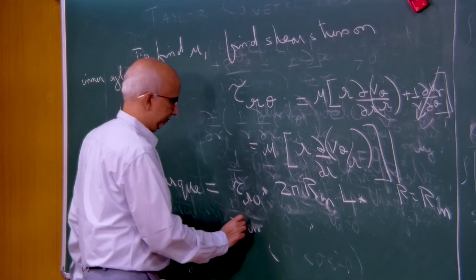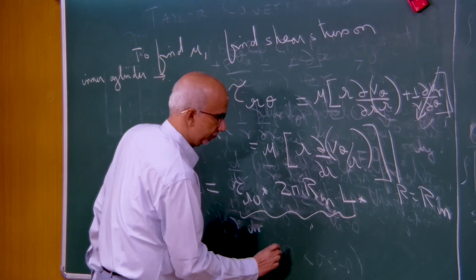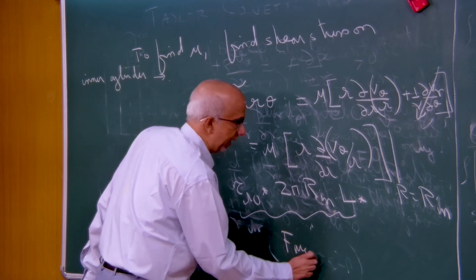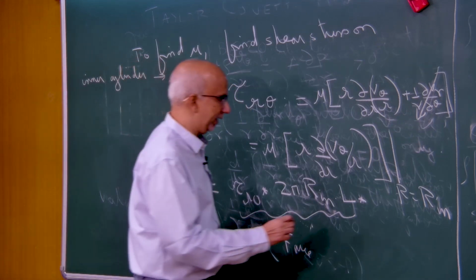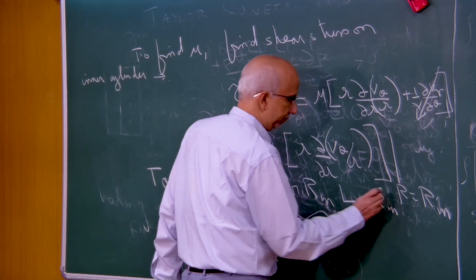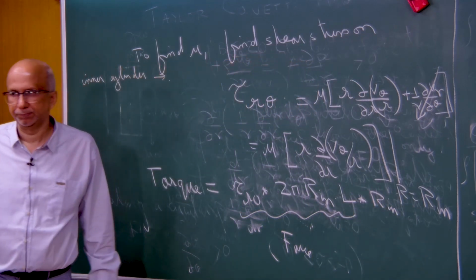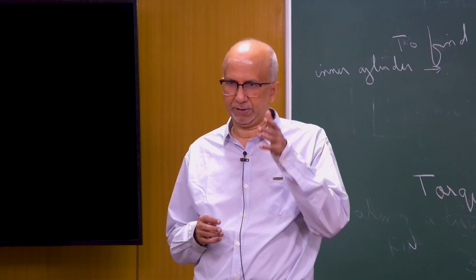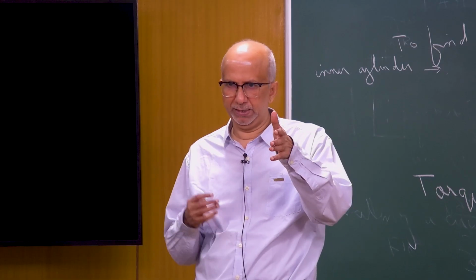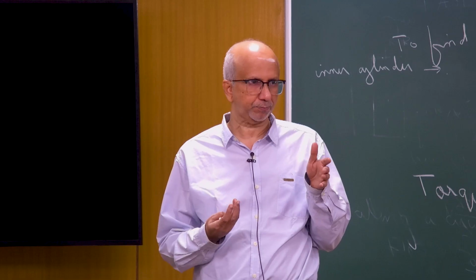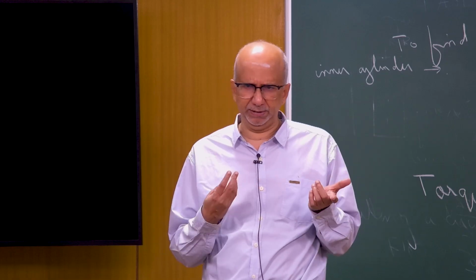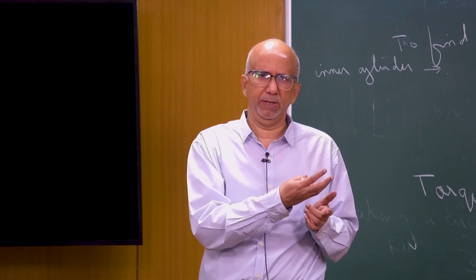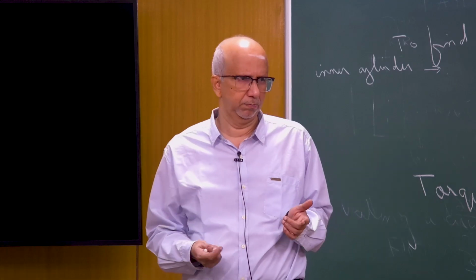This is the force, and to get the torque you have to multiply it again by R in, r cross F is the torque, okay. So, tau r theta tells you the shear stress acting on the inner cylinder, okay, pointing outward in the radial direction along the theta, multiplied by the area over which it is acting gives you the force, multiplied by the R to give you the torque, okay.